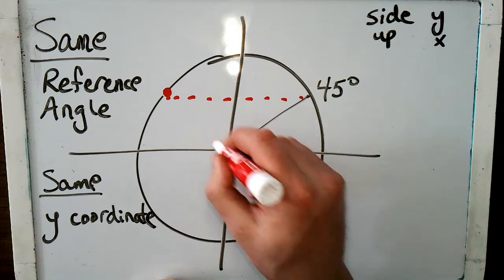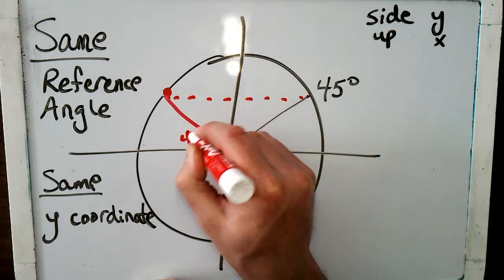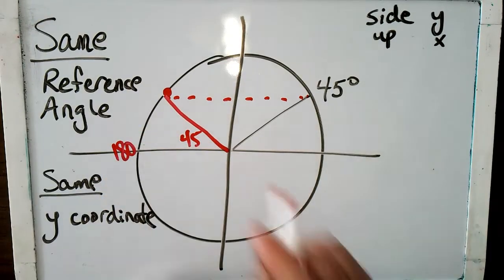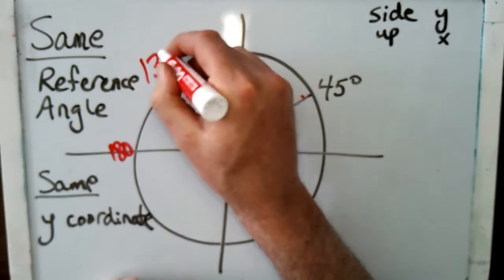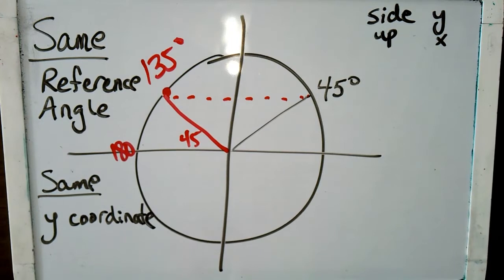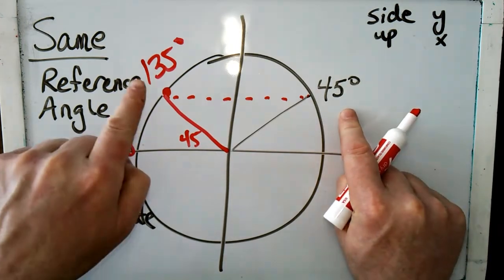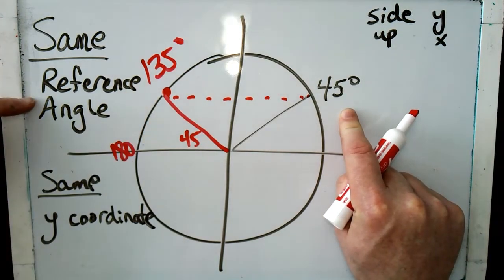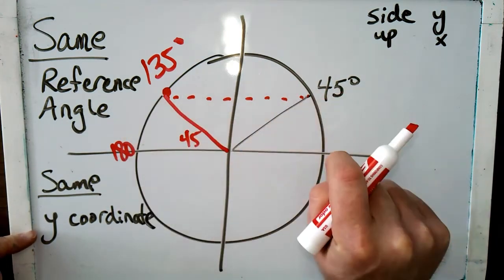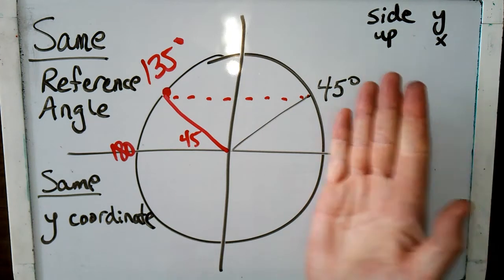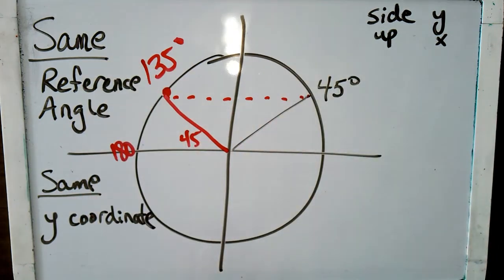So our goal is to find the standard position angle of this point. We know it's going to be a reference angle of 45. We know this is 180. So to find this one, 180 minus 45, 135 degrees. 45 and 135, they have the same reference angle, they have the same y coordinate, same height. That's our goal. How do we take it to the next quadrant? Keeping the same coordinate, the same reference angle.